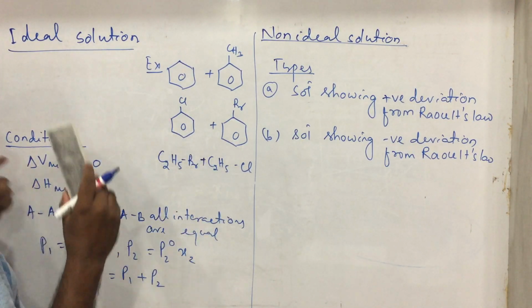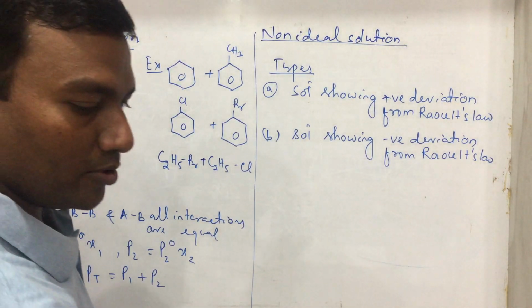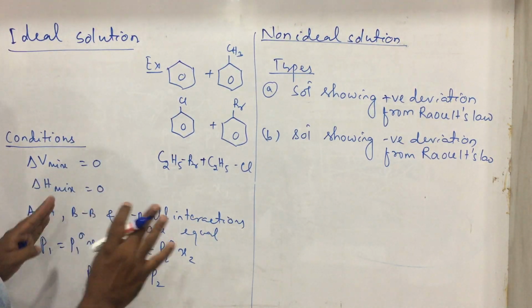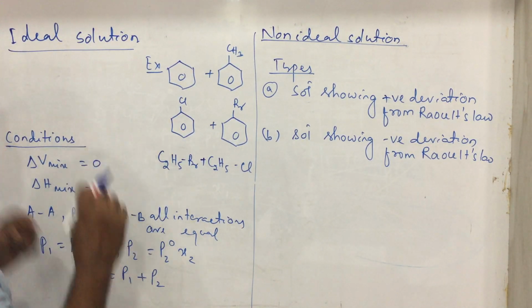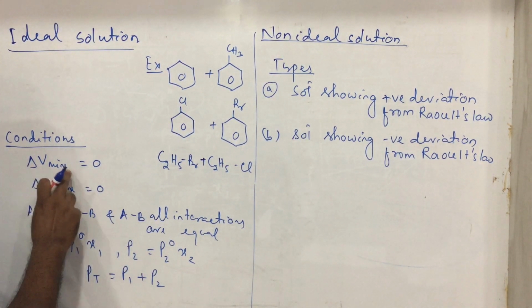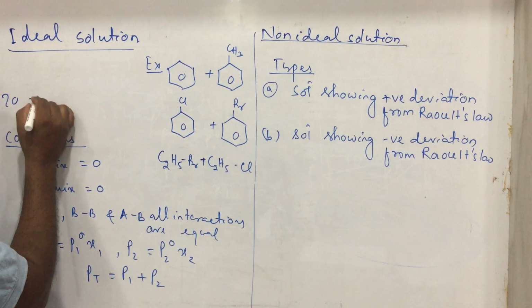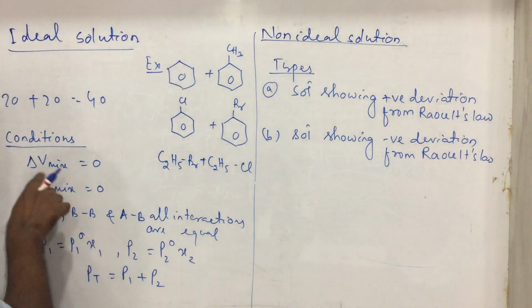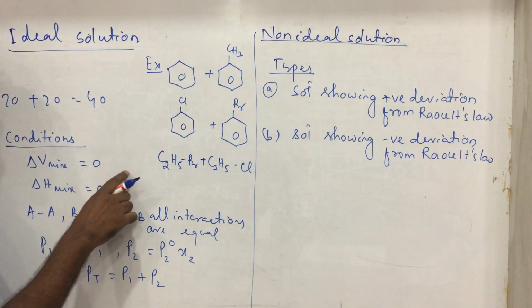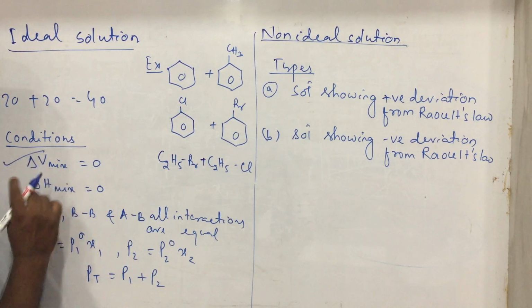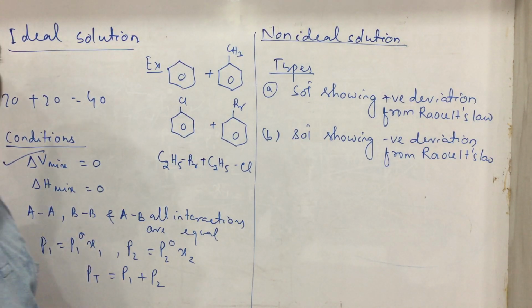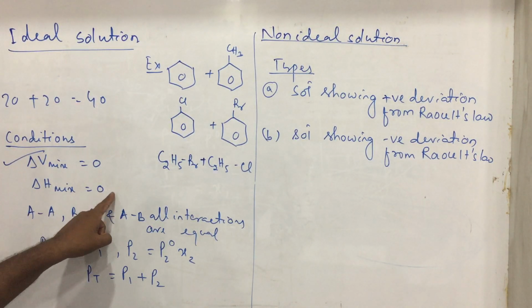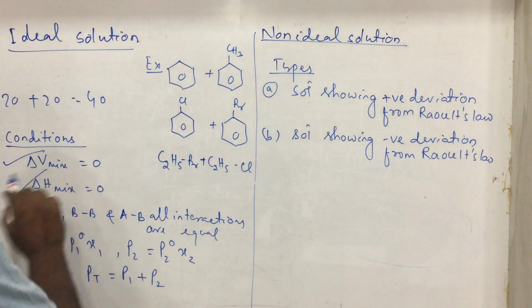So ideal solution means the solution which obeys Raoult's law over the entire range of concentration and temperature. Clear? So what are the conditions for an ideal solution? Condition means delta V mixture equals 0. That means here you will add 20 plus 20, 40 will come, not 41 or 39. So that's why delta V mixture equals 0. Second is delta H mixture equals 0. Delta H means enthalpy: no heat energy evolved, no heat energy absorbed. Then this is called ideal.